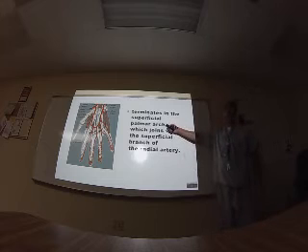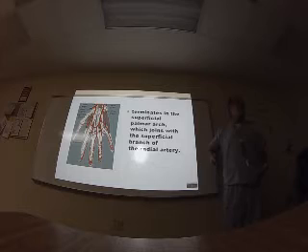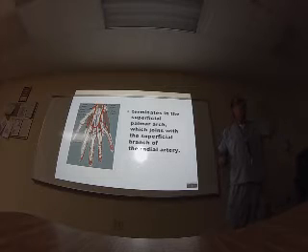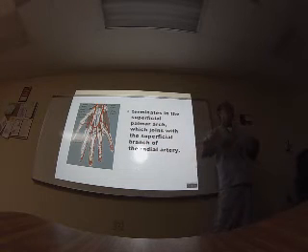Terminating the superficial palmar arch. You can see the ulnar in the superficial, the radial in the deep. This is a sure question. In the examination, they are always asking you about what is the deep, what is the superficial.